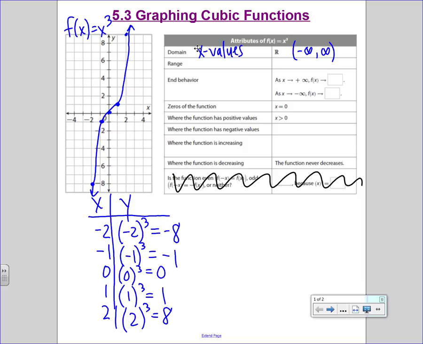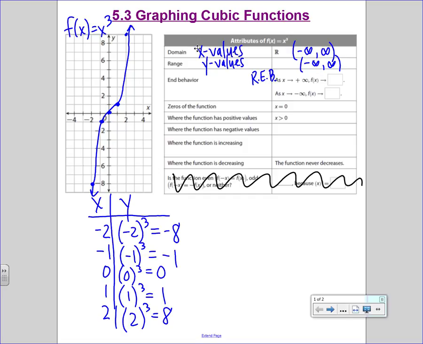Okay, now think about our range, or our what? Y values. So on this function, does it go up forever and down forever? Yes. So then our range is going to be everything, -infinity to infinity. And then if we look at the ends of the function, so this says as x approaches +infinity, or it means it goes to the right, so this is the right end behavior.